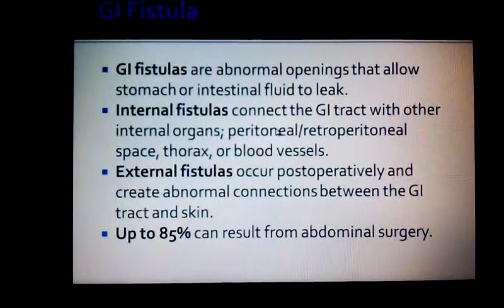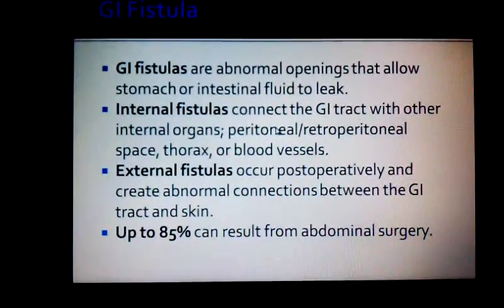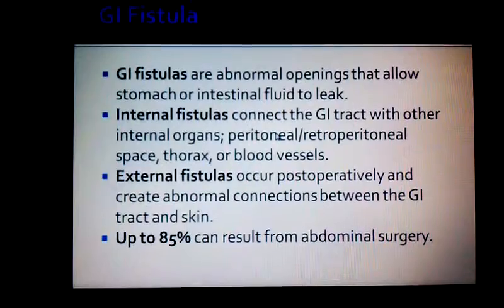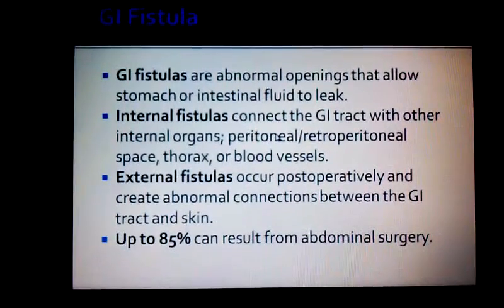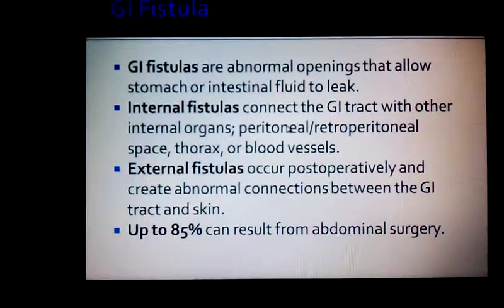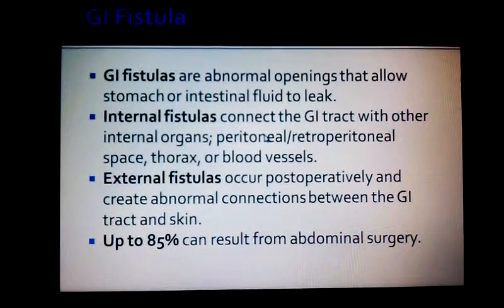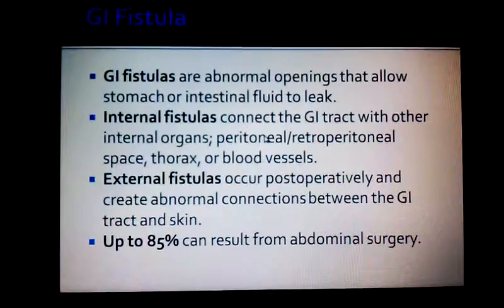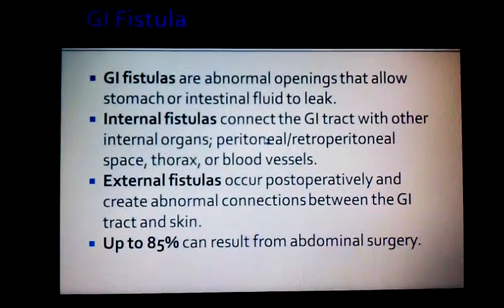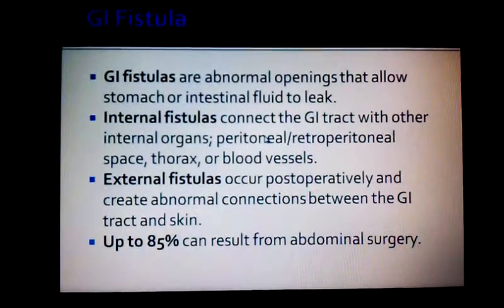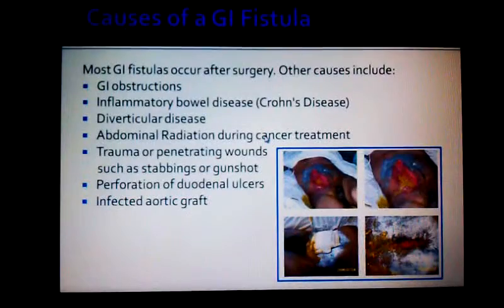GI fistulas are abnormal openings that allow stomach or intestinal fluids to leak. Internal fistulas connect the GI tract with other internal organs, peritoneal and retroperitoneal spaces, the thorax or blood vessels. External fistulas occur postoperatively and create abnormal connections between the GI tract and skin. Up to 85% can result from abdominal surgery.